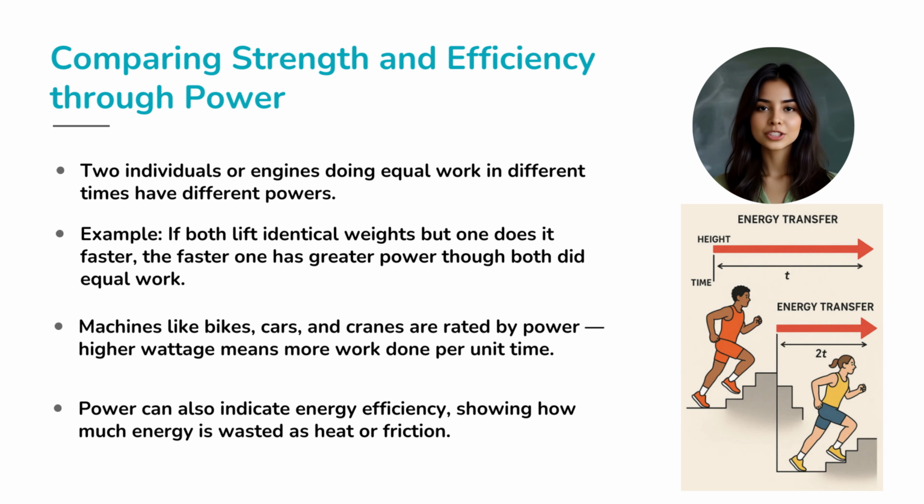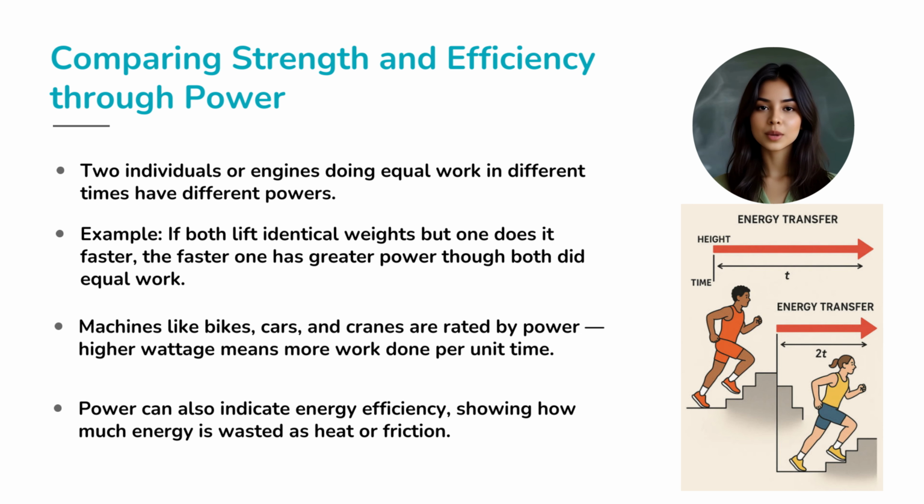Let's bring this closer to life. Suppose two athletes, A and B, both run up the same set of stairs. Both weigh the same and climb to the same height, meaning both do equal work. But A finishes in 10 seconds while B takes 20. Who's more powerful? Exactly, A. Because A did the same work in half the time. Power doesn't mean doing more work, it means doing it faster.